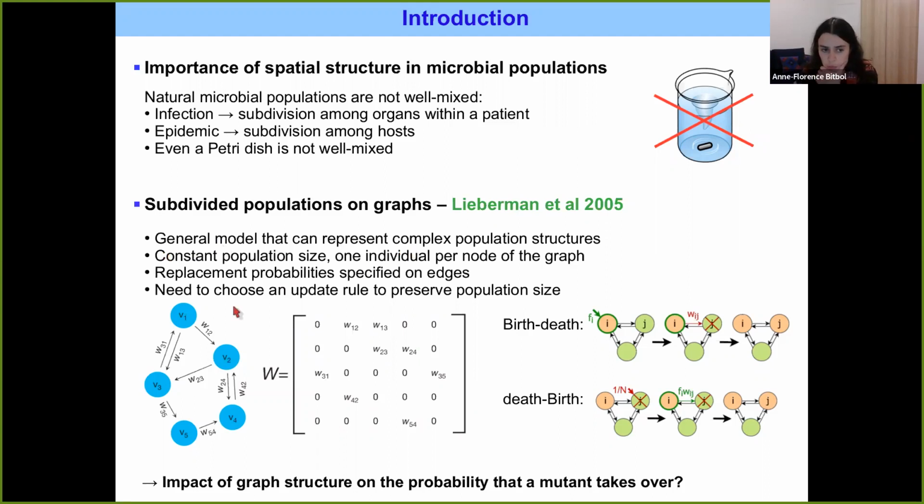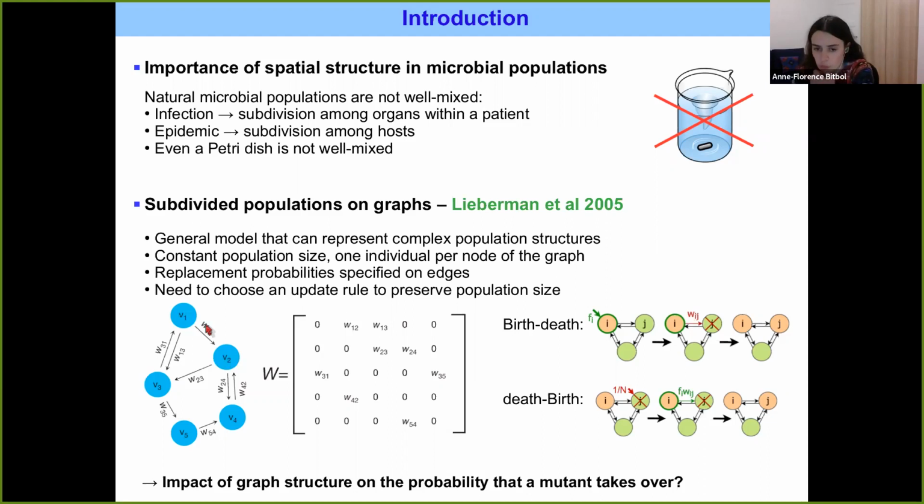And for this, we are going to use a graph, which can be any kind of graph. And at each node of the graph, we are going to assume that there is one individual. And then there are replacement probabilities that are specified on the edges of the graph. That is to say, for instance, here, the individual at vertex 1, at node 1, can replace the individual at node 2 with a probability proportional to W12.